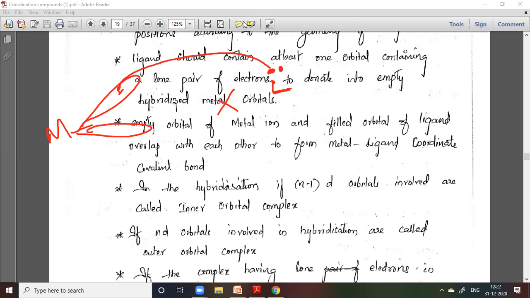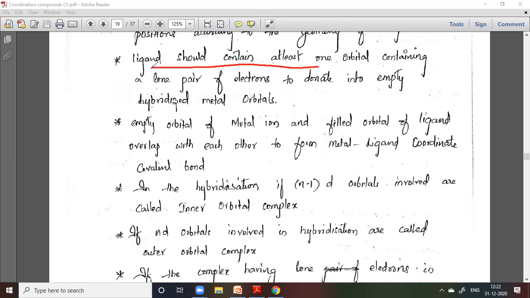Ligands must, so ligand should contain at least one orbital containing a lone pair of electrons to donate into empty hybridized metal orbitals. At least one should be there, only then it will donate electrons to the metal.